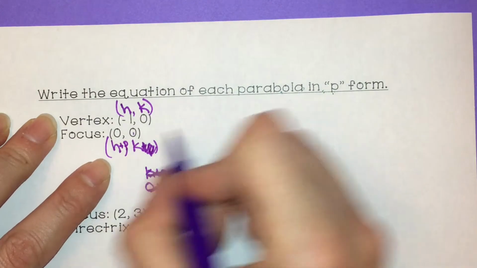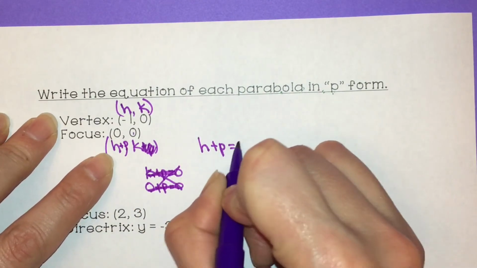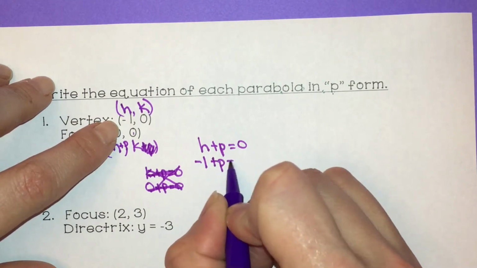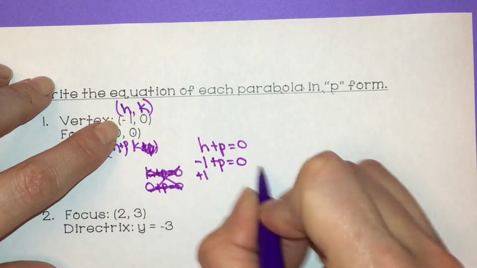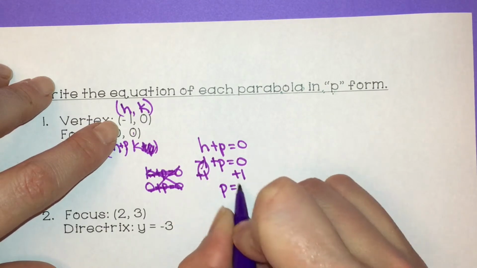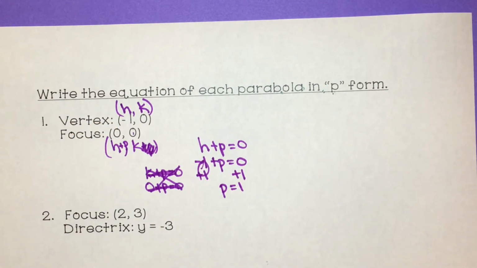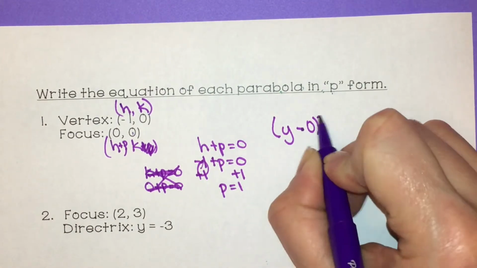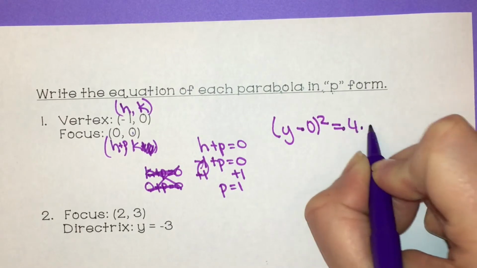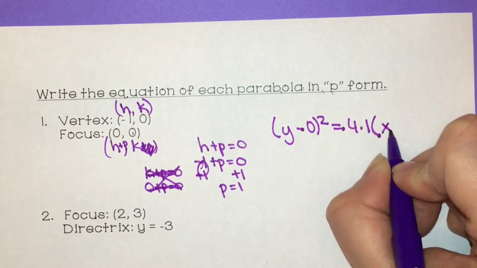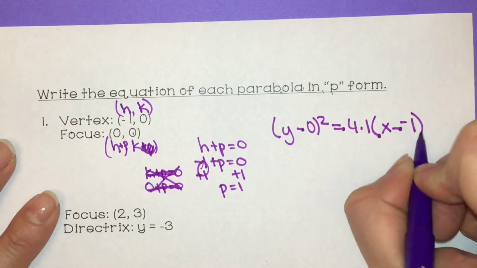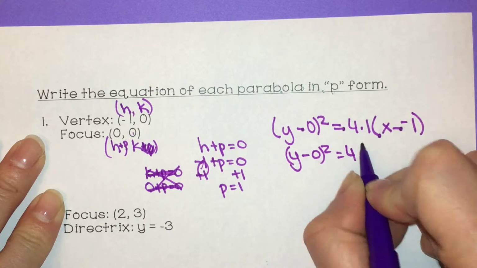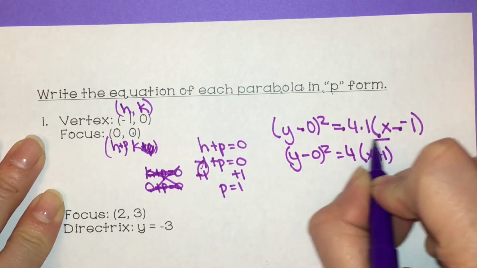Now we can figure out p. h + p is equal to 0, but h is negative 1. So negative 1 + p equals 0. So here I'm going to add 1 to both sides. p equals 1. So my equation, (y minus the k value of 0) squared equals 4 times 1 multiplied by (x minus the h value of negative 1). Simplify to y minus 0 squared equals 4 times (x + 1). So that one was tricky.